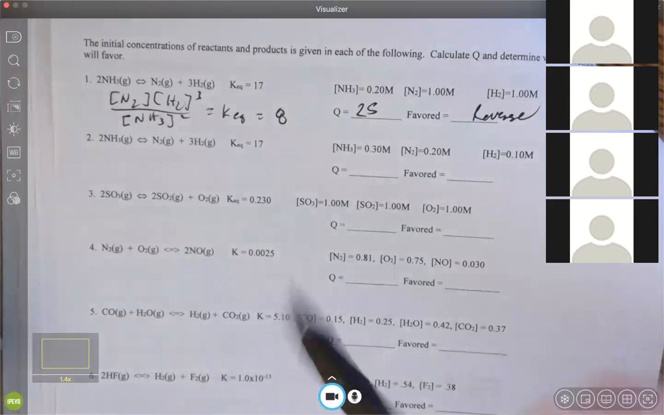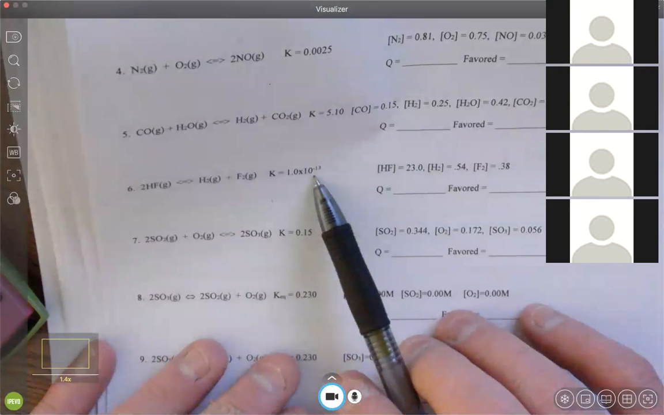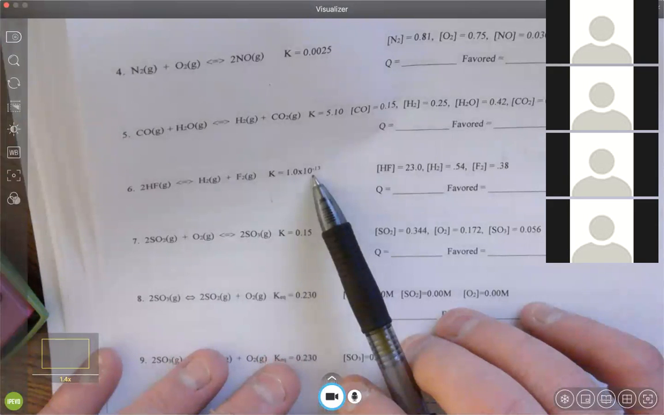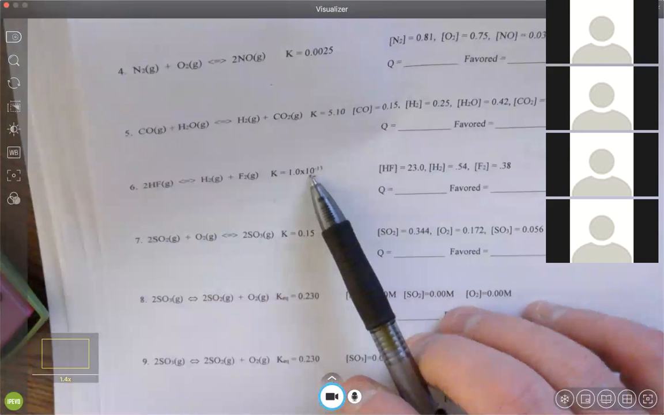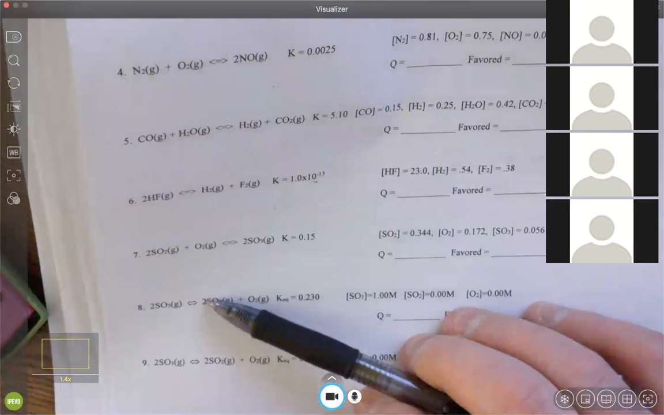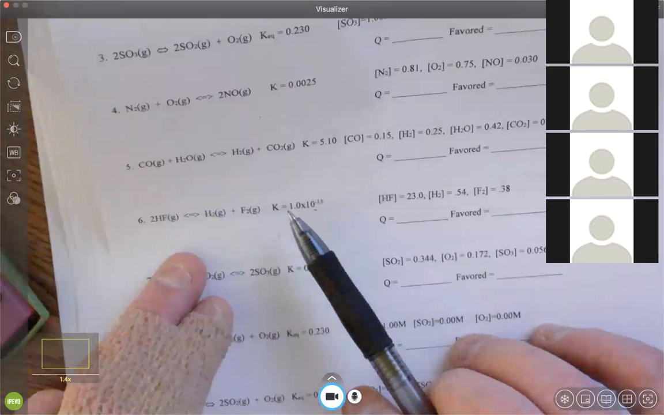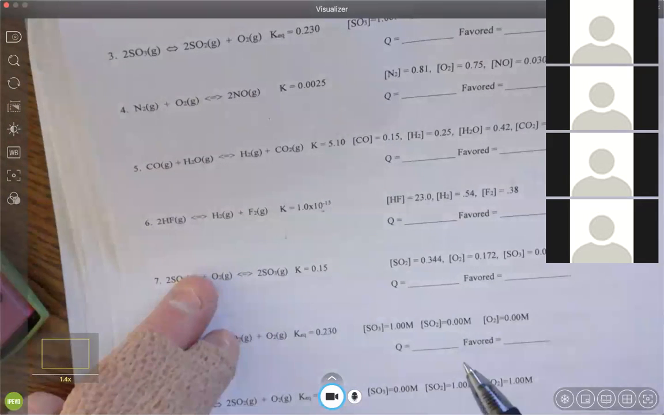And then at 6, what's favored at equilibrium? Products or reactants? So K has 1 times 10 to the negative 13. Is that a big number or a small number? Very small. So that means that we are favoring the reactants. The bigger the K, the more we favor the products, right?